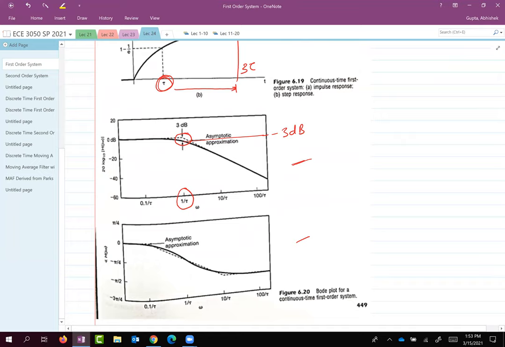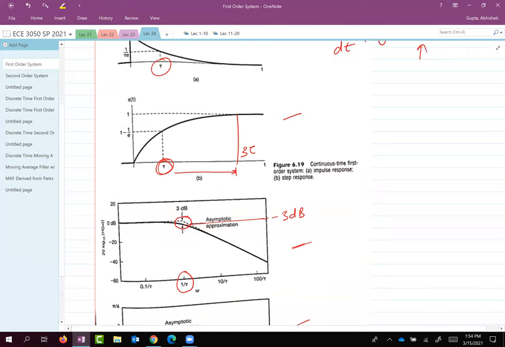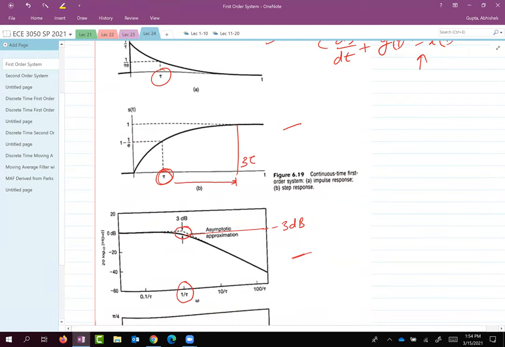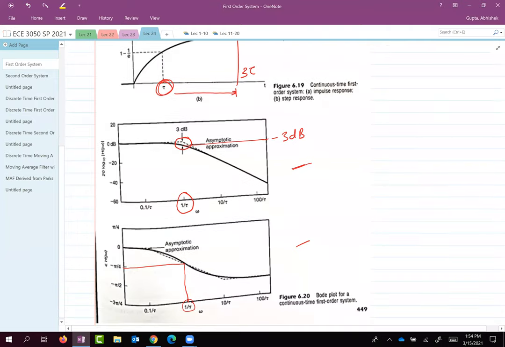The other important thing to notice is this pi over 4. If you look at the phase plot and you look at where exactly the phase plot crosses the minus pi over 4 line, so the minus 45 degree line, that is also the frequency of 1 over tau. So again, by looking at the phase plot, you can infer what the value of tau is. And from that, you can infer how quickly the system is going to get to the steady state value in the case of step response. This is something we had discussed in the previous class in quite a bit of detail.